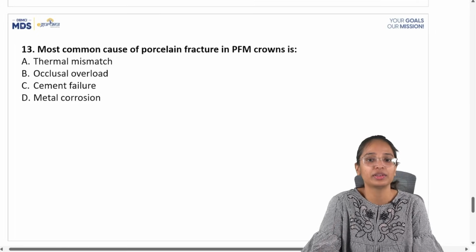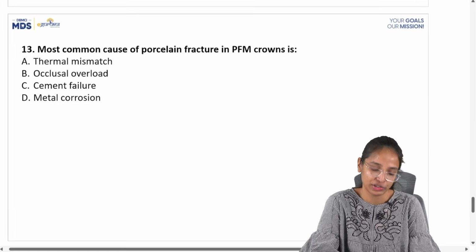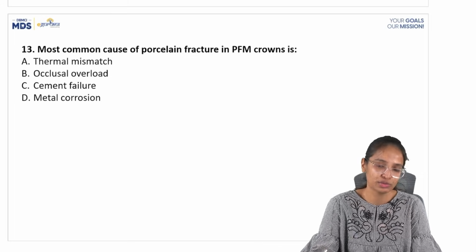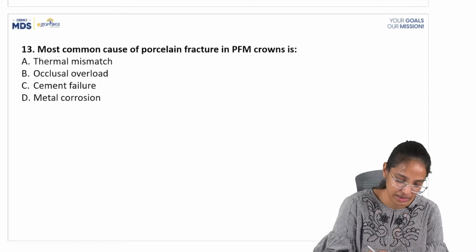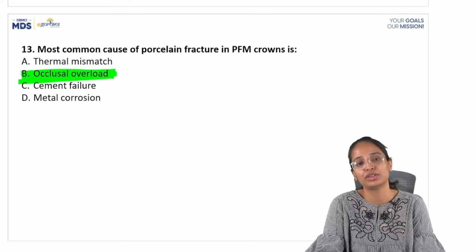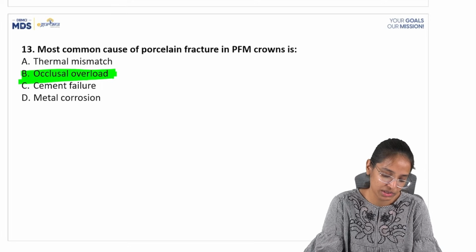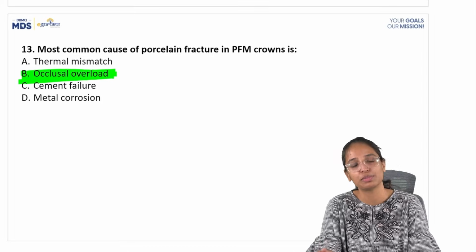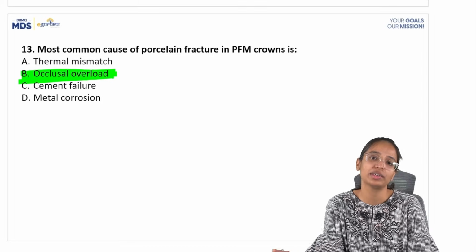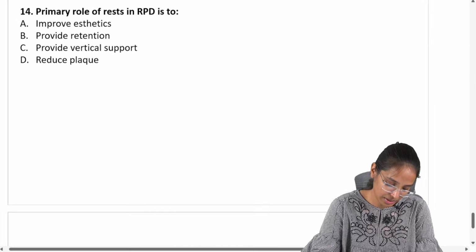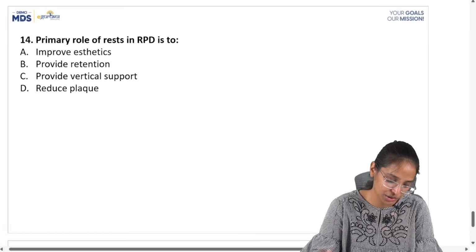Now question number 13. Most common cause of porcelain fracture in a PFM crown is what? Thermal mismatch, occlusal overload, cement failure, or metal corrosion? We saw it in our previous MCQ also. Generally, it is an occlusal overload that leads to the most common porcelain fracture in PFM crowns. Cement failure, corrosion, and thermal mismatch are responsible for it, but not as significantly as an occlusal overload. And I think this will be our last question.